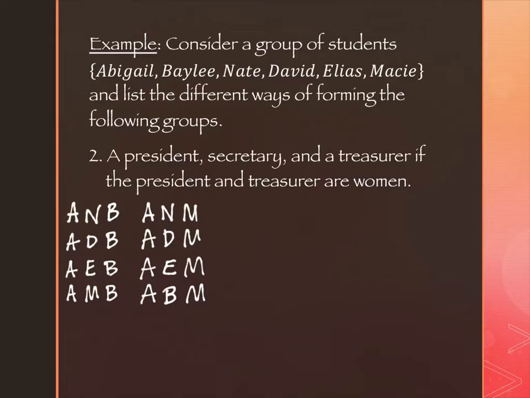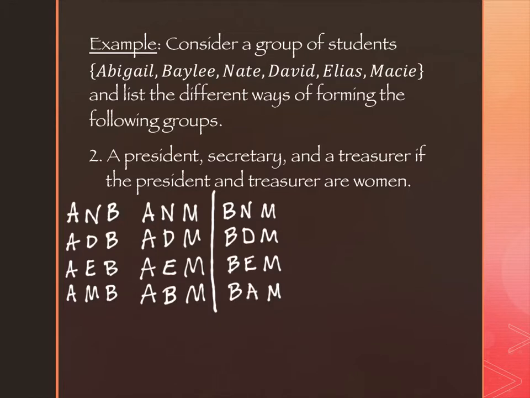I can't have Abigail president anymore. So who would you like to be president? Bailey, and Macy's treasurer. Okay, so we can do Bailey as president and Macy as treasurer. It's going to be the same number each time, right? Because I have 4 other people to select from to put in the second position, the secretary position. So Bailey at the beginning, Macy at the end. What can I put in the middle there for secretary? Nate, David, Elias, and Abigail. Yeah, we end with BAM.